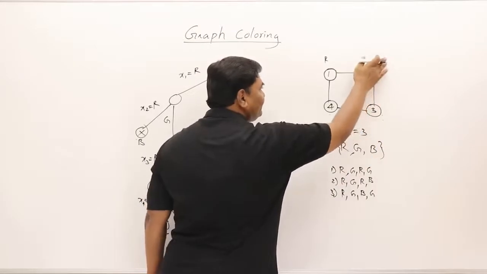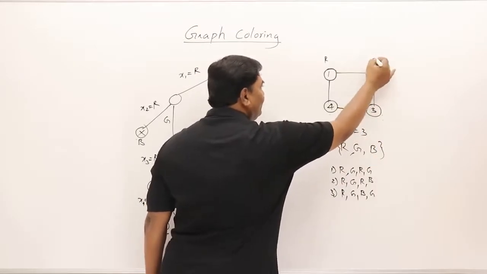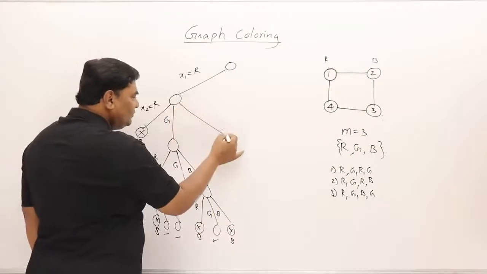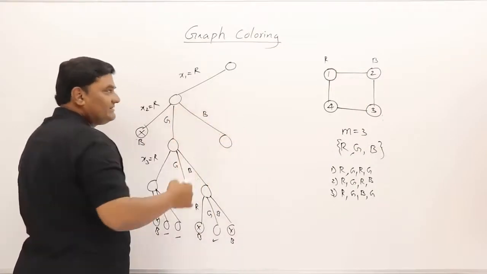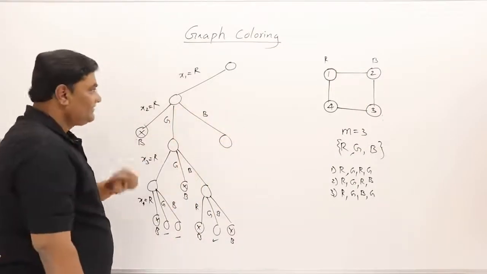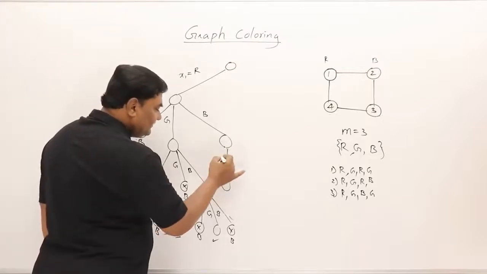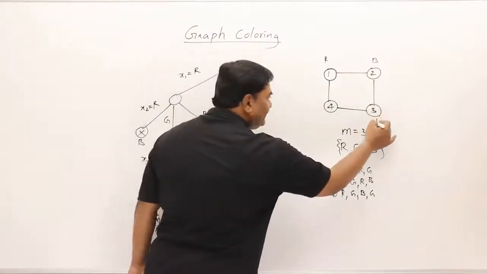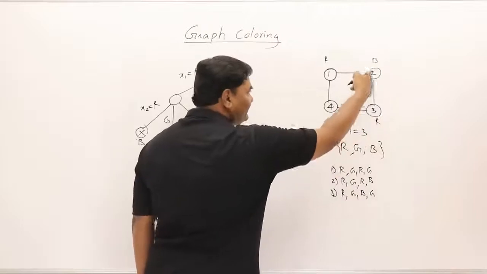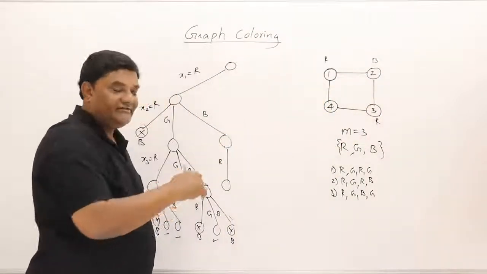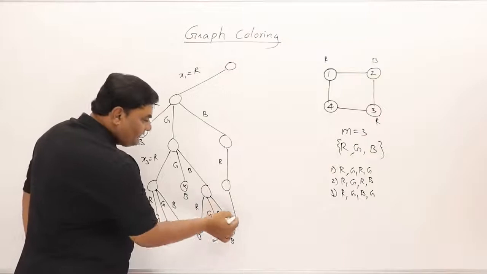Now the second vertex. Green we already tried. Let us try with blue. Can I give blue color to this one? Yes. Now the next vertex. Try red color for the third vertex. Can it be given? Let us check. Yes, the adjacent vertex is that one too, and it is not having red color. It is valid. Then try for the fourth vertex.